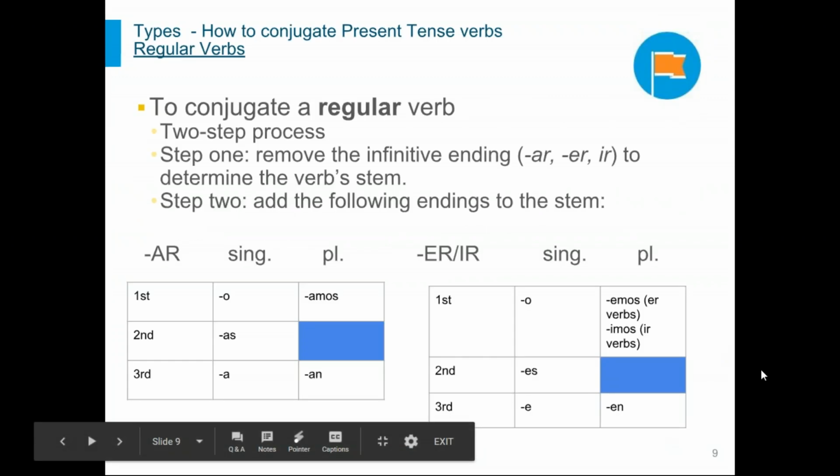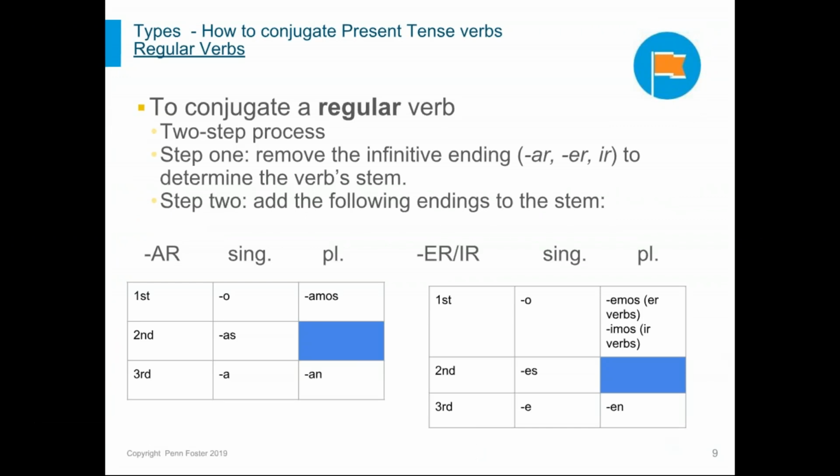Okay, so on slide 9, we're going to start talking about how to conjugate these verbs, but specifically a regular verb first and foremost. A regular verb in all tenses is the most common type of verb, and in the present tense there is a two-step process in order to form a conjugation. As I stated earlier, a conjugation is when a subject and verb are in agreement.